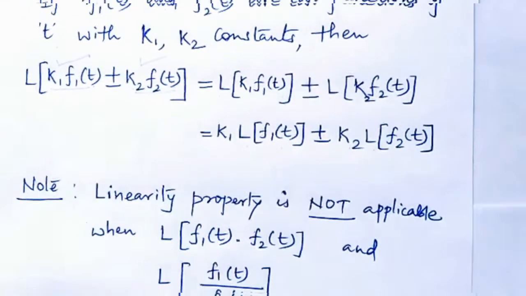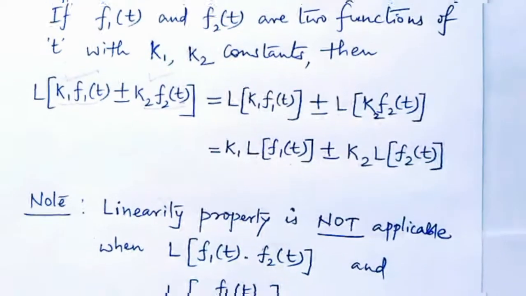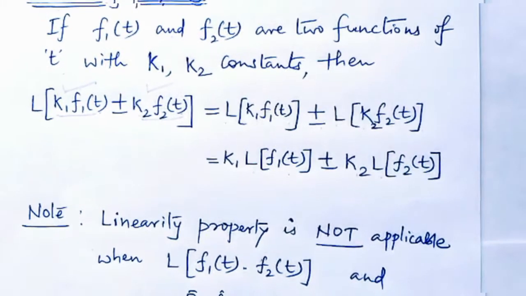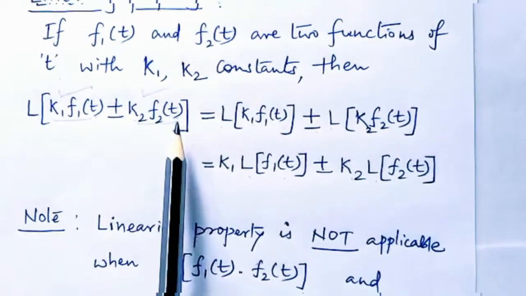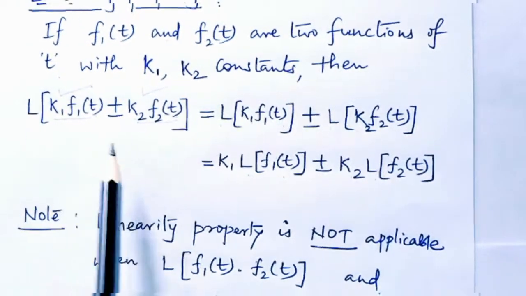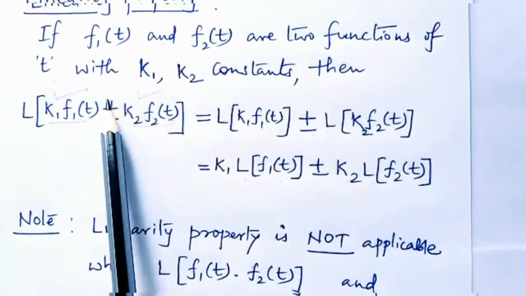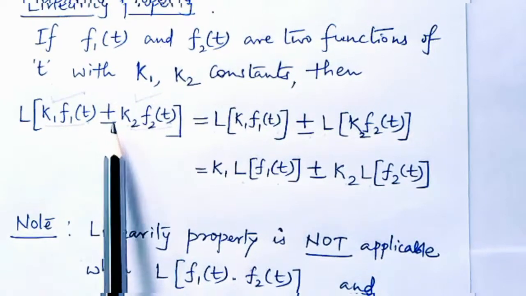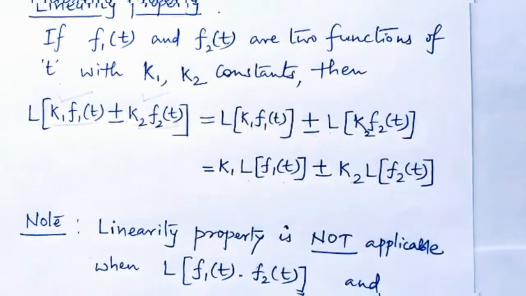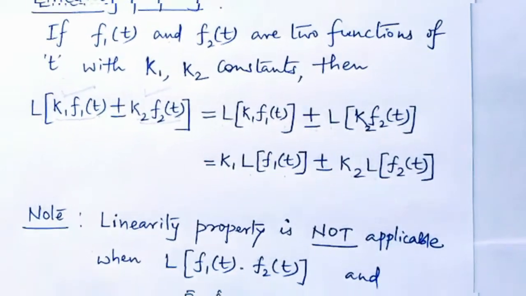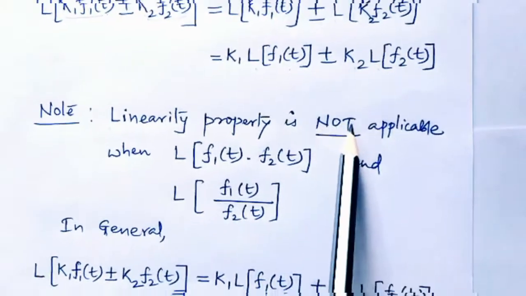So here we have seen that f1 of t and f2 of t are merely functions of t, and k1 and k2 are constants. These functions k1 f1 of t and k2 f2 of t are combined with the help of a positive sign as well as a negative sign. But is this the only possibility, that we will come across problems only with a positive or negative sign? No. So under what situation is the linearity property not applicable?